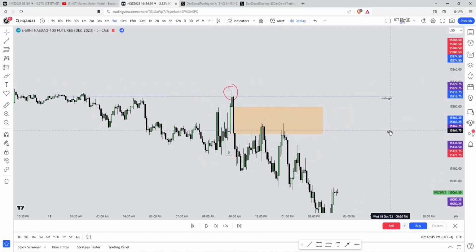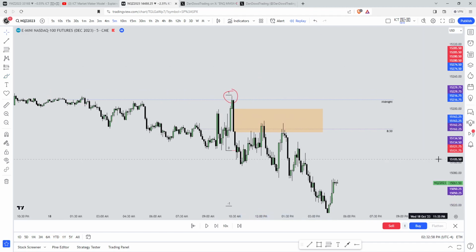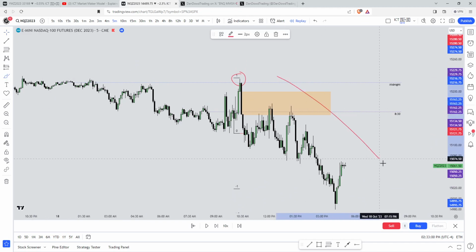So price manipulates above the 8:30 and midnight open. It creates the bearish 2022 model. Once it creates the bearish 2022 model, we know that this high is going to be high of the day. And we can expect this bearish fair value gap to act as resistance. And now this started the sell program to the downside.